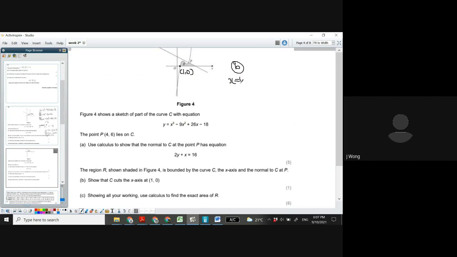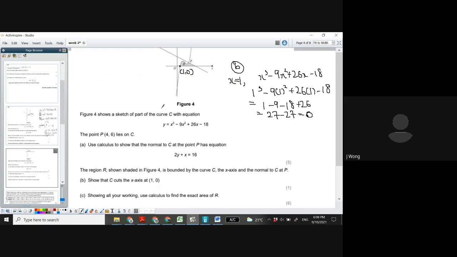So what we need to do in part B really is just to put in x. So just substitute x into this expression. So you get 1 cubed minus 9 bracket 1 squared, which is 9, plus 26. So you have 1 minus 9 minus 18 plus 26. So that will be 27 minus 27, which is indeed 0. So that shows that the curve goes through 1, 0.